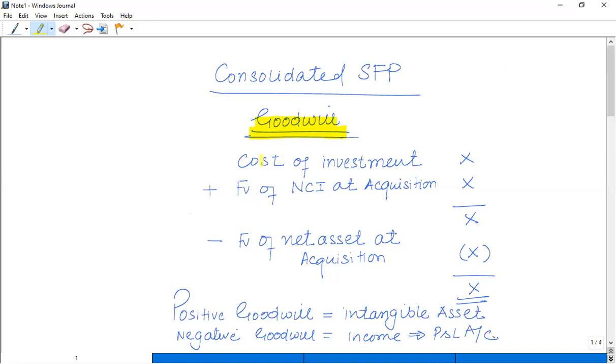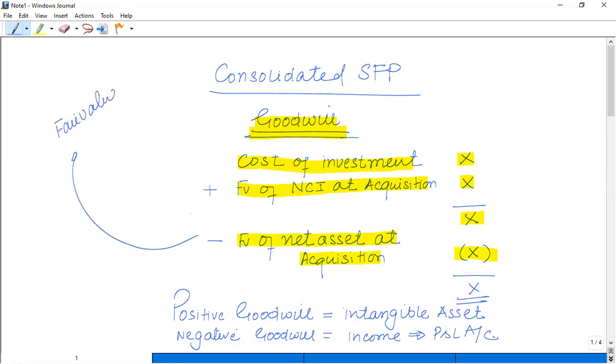First of all, we need to calculate the cost of investment by the parent company. Then we will add the fair value of NCI at acquisition. Both these values must be at acquisition because we calculate goodwill at acquisition. Combining these two values, from this value deduct the fair value of net assets at acquisition. And sometimes you have to adjust for fair value adjustments in it, when the book value and fair value are different.